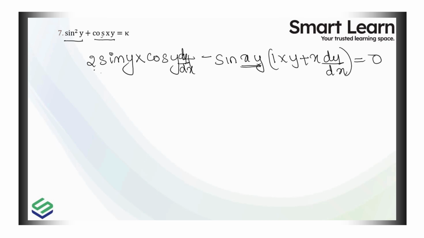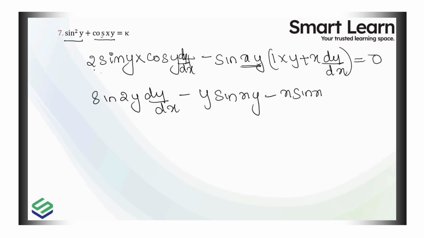Then don't forget that one. Okay. So here sin 2y dy/dx minus y sin xy minus x sin xy dy/dx equal to 0. Now what is dy/dx?